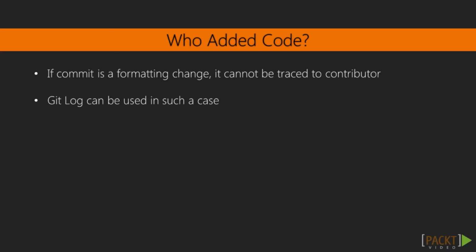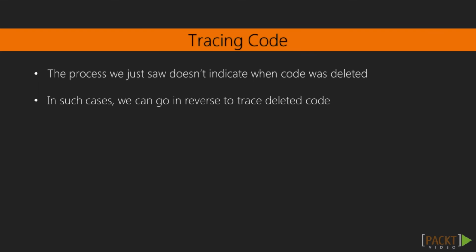What we saw works well for finding out who introduced code, but it's not perfect. If the last commit was simply a formatting change, blame doesn't really tell you who introduced the code. More digging might have to be done with git log, which we covered in a previous video. Additionally, the procedure Sarah followed does nothing to indicate when code was removed from the project.